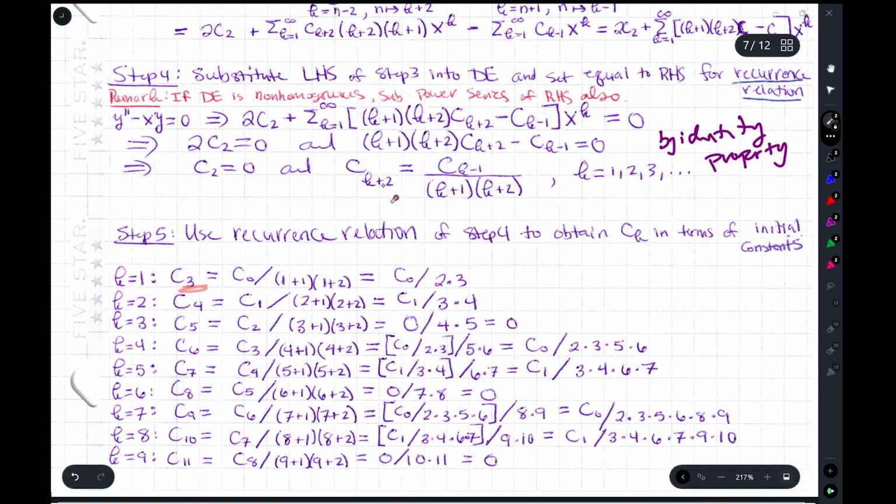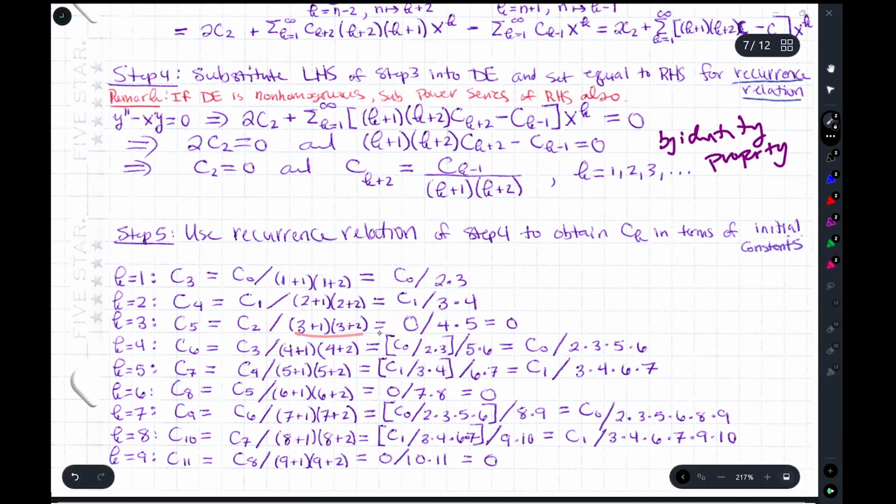This gives us the C3 because 1 plus 2 is 3, and 1 minus 1 is 0. And so you just plug in k equals 1 into this formula and you get that. K equals 2 gives us the C4. And 2 minus 1 is 1, and that's where that's coming from. And so you just plug them in, you get that C1. What about k equals 3? That gives you C5.